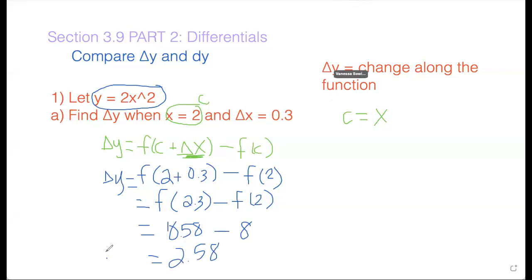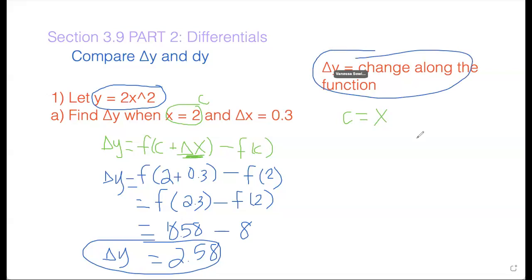So that's the change in y when x equals 2 and you know that your change in x is 3. Here is our change in y, and again, this is the change along the function. Now part B: we're going to compare this to the change along the tangent line, or the rate of change of your slope, which we find when we do the derivative.